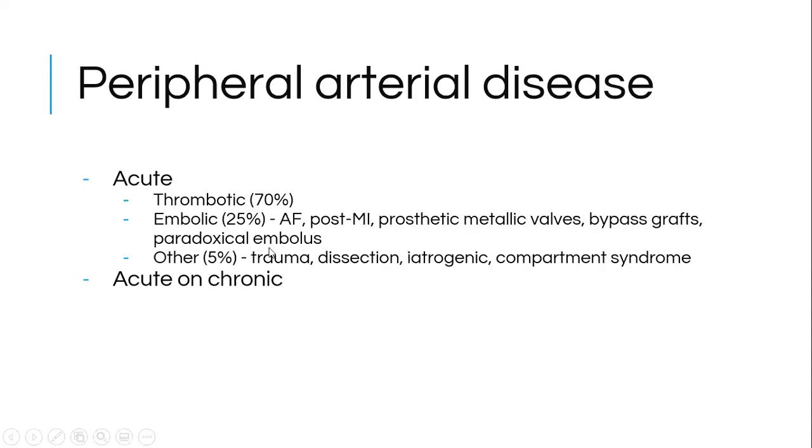So it manages to get from the venous system into the arterial system and block off an artery somewhere. Other causes include trauma, dissection. So if your aorta dissects, if the inside lining comes off, you end up blocking up arteries elsewhere and causing ischemia elsewhere. Iatrogenic, so I don't know, we've done some surgery and we've managed to block off an artery.